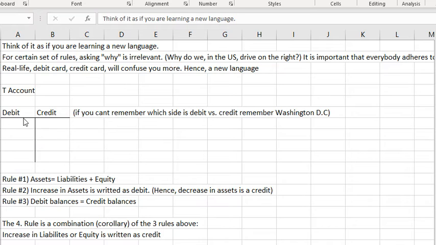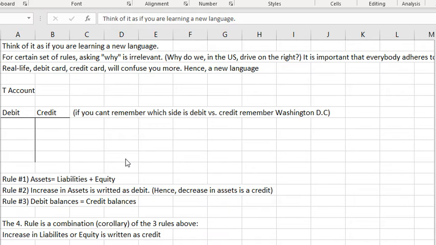As highlighted here, debit is on the left side of the T account and credit is on the right side of the T account. And if you can't remember that, think of Washington DC. So debit first and then credit later. And then there are four rules that we need to consider over and over again. The first rule is assets equals liability plus equity.